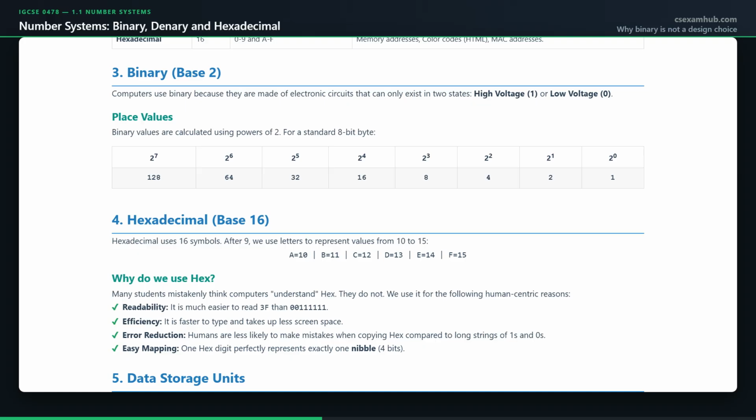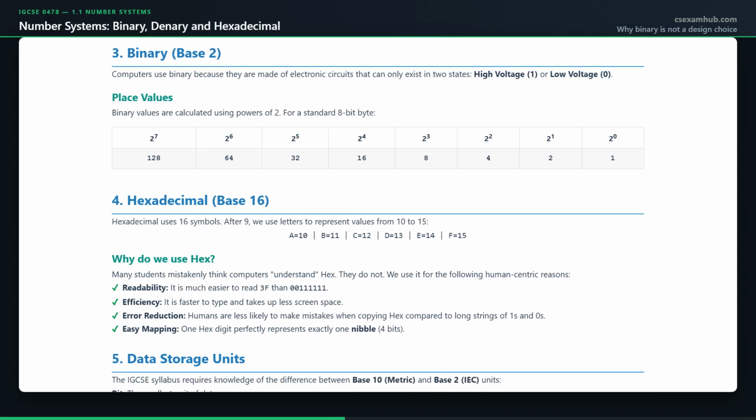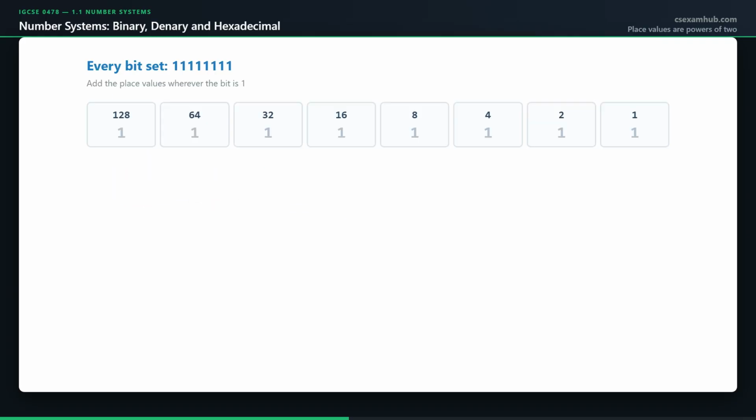We label those two states 1 and 0. It is not that binary was chosen as convenient, it is that two states is what the hardware can reliably distinguish. A circuit that tried to represent 10 different voltage levels would be far more vulnerable to electrical noise and would misread values constantly. So how do we read a binary number?